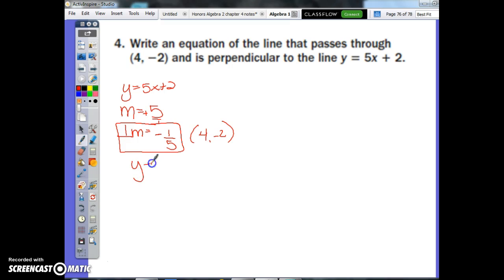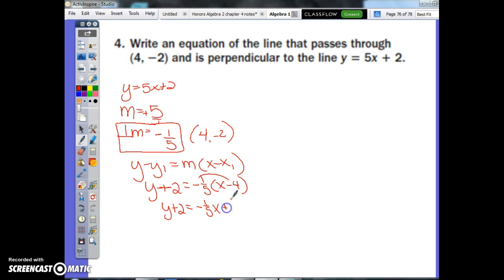We're going to use y minus y sub 1 equals m times x minus x sub 1. So y minus a -2 equals a -1/5 times x minus 4. This turns into a plus sign, 2 negatives. Y plus 2 equals -1/5 x. Now, -1/5 times a -4 is a positive 4/5. We multiply fractions. Tops times tops, bottoms times bottoms. 1 times 4 is 4. 5 times 1 is 5. Negative times a negative is a positive.